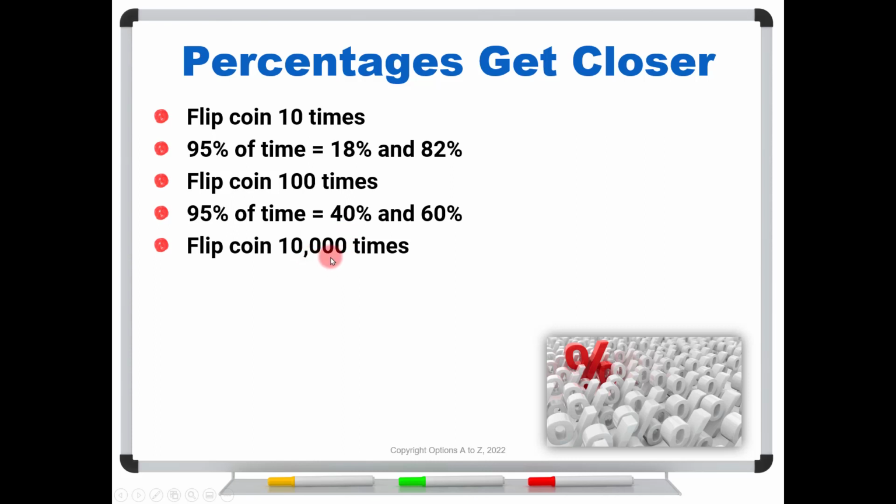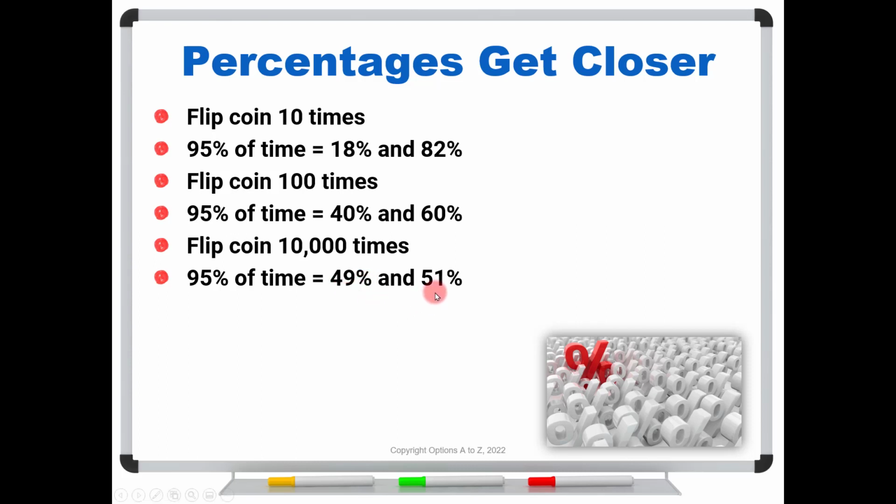Now, what if we flipped it 10,000 times? I didn't do this as an example, but 95% of the time, you would get somewhere between 49% heads and 51% heads, even though the number of heads, the raw number, would actually drift. So if we flipped it 10,000 times, could we be off by 5 heads? Oh, easily. Off by 10 or off by 15? See, those were very unlikely in these scenarios, but they're extremely likely in this scenario.